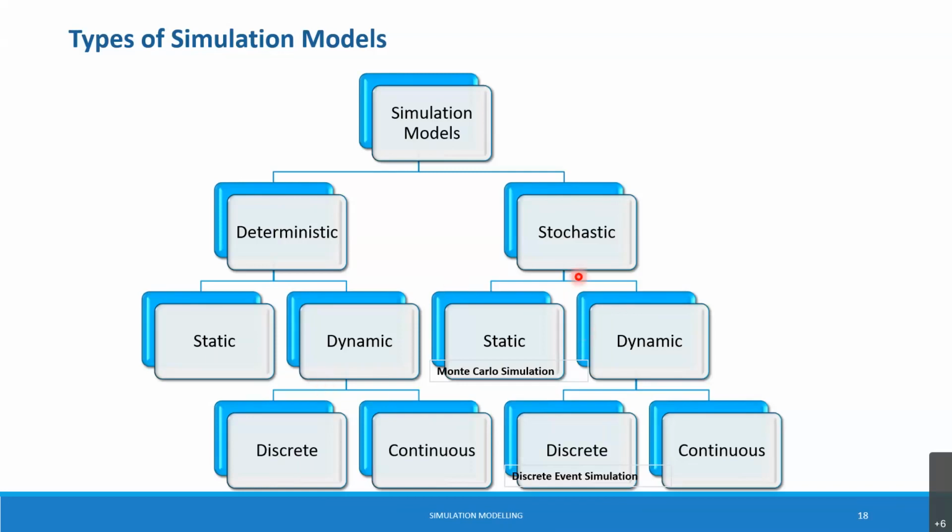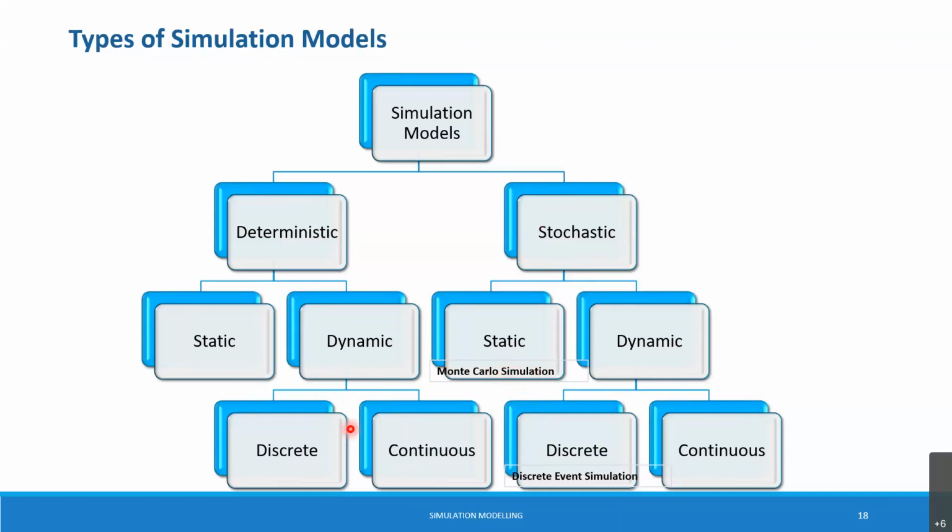As part of my course, I'll be talking about stochastic models only. One example that we're taking is a static stochastic model, which usually is done through what we call Monte Carlo simulation. That's what I'm going to introduce later as part of my course.